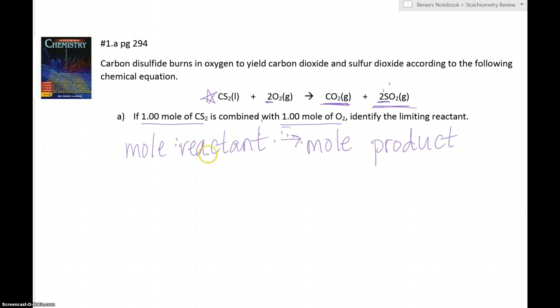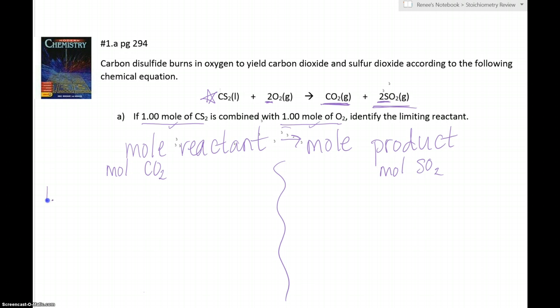But once you go from mole of the reactant to mole of the product, you simply look to see which one, either the 1 mole of carbon disulfide or the 1 mole of oxygen, is going to produce the lowest amount of your product. Okay, so let me show you what I mean. We'll do moles of CO2 over here, which is what we're trying to find. And I'll do moles of SO2 over on this side to show you that you're going to get the exact same results.